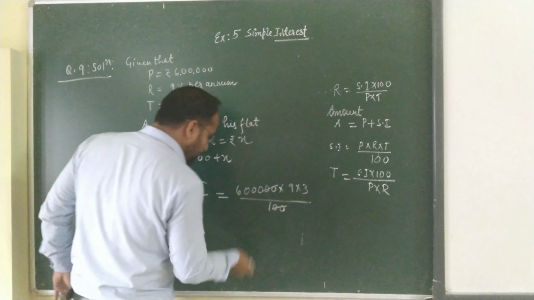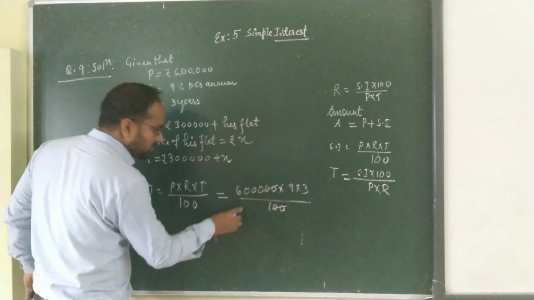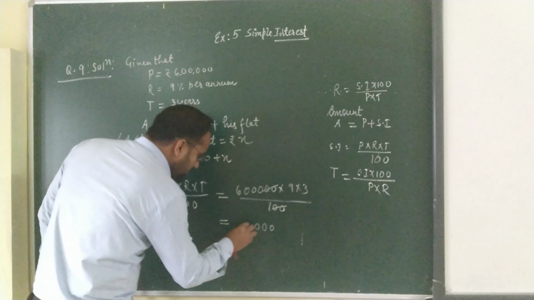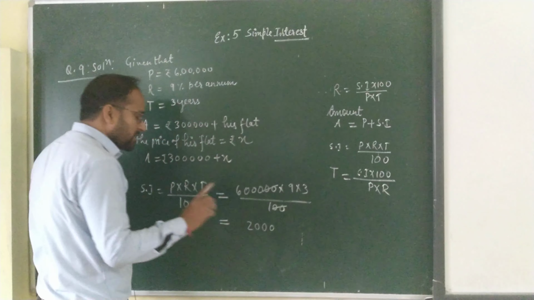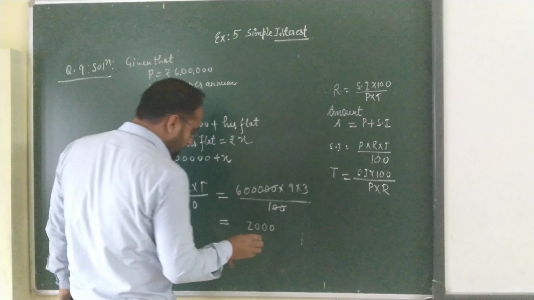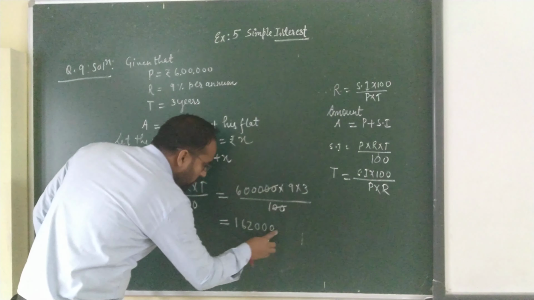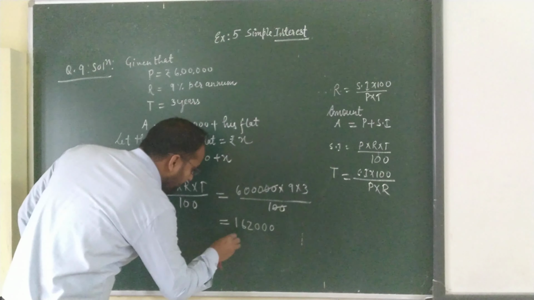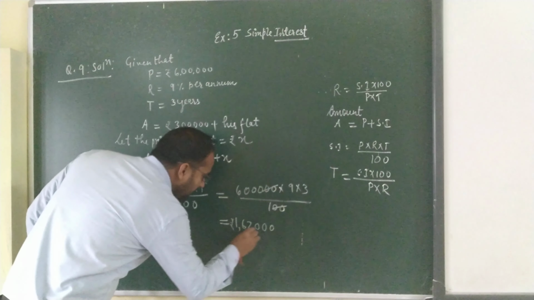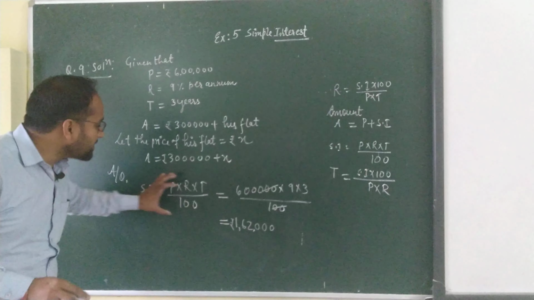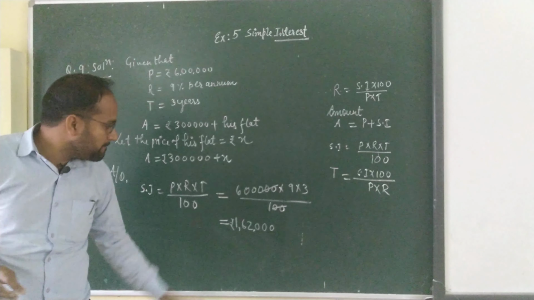The two zeros cancel out with the two zeros, multiply this one. There are 3 zeros, so write these 3 zeros as they are. And 9 times 3 is 27. 27 multiplied by 6: 6 times 7 is 42, 4 carry, and 6 times 2 is 12, plus 4 is 16. So you will get rupees 1,62,000 as the simple interest of this amount.